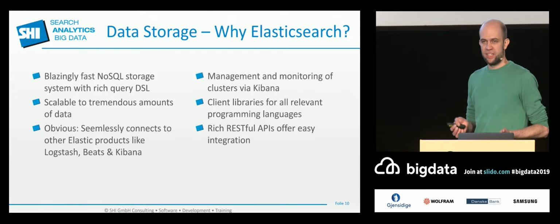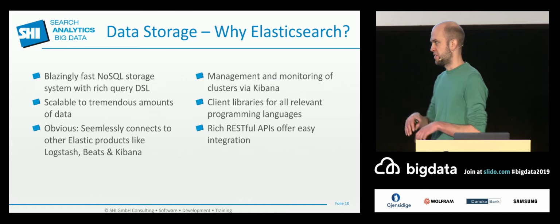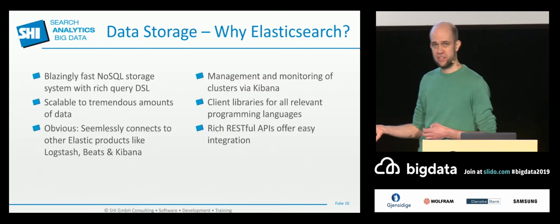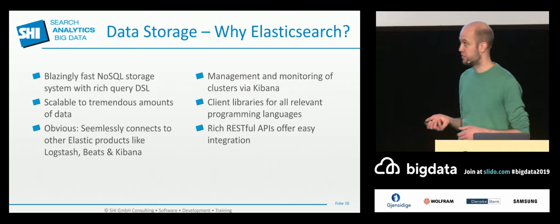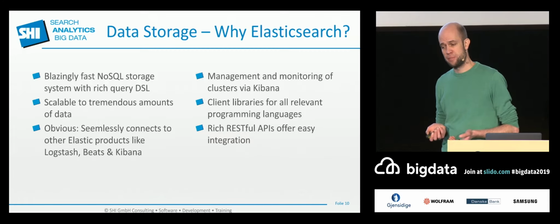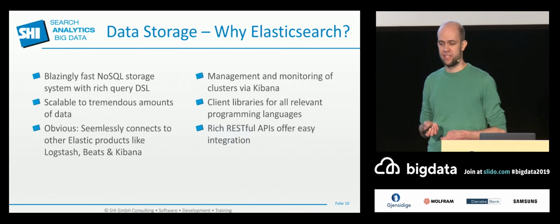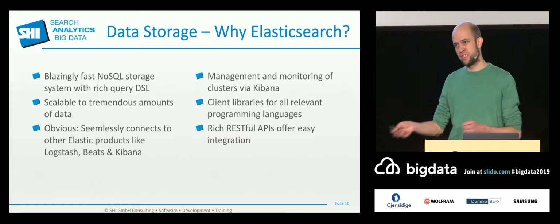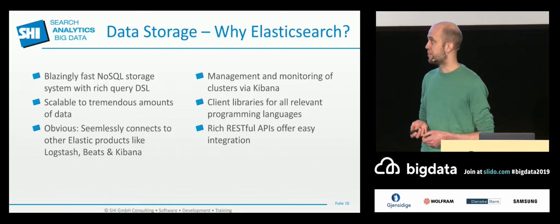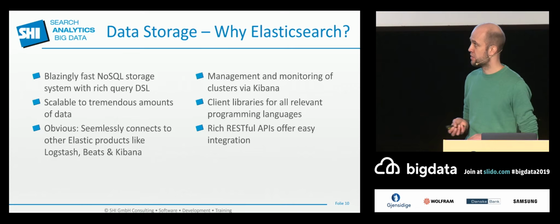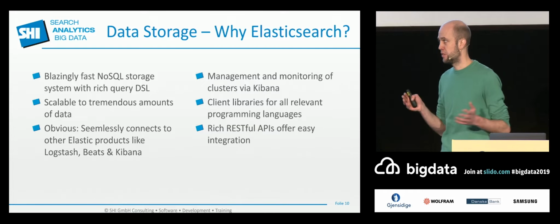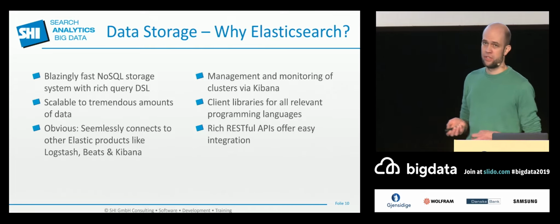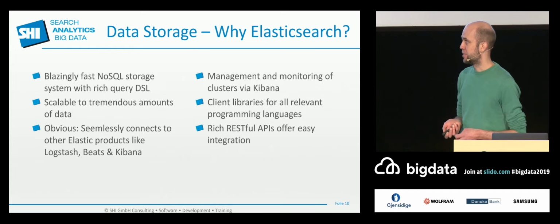When we want to store data and we don't want to use something like HDFS as an archive, we want fast access to the data. Elasticsearch is one of the few tools capable of doing so because it's blazingly fast. It's a NoSQL storage system, and it has a very rich query DSL to let you retrieve the data that you want in a very easy way. It's scalable to tremendous amounts of data. So again, if you have a small use case, Elasticsearch can be used, but also if you have terabytes or petabytes of data, Elasticsearch is capable of handling that amount.